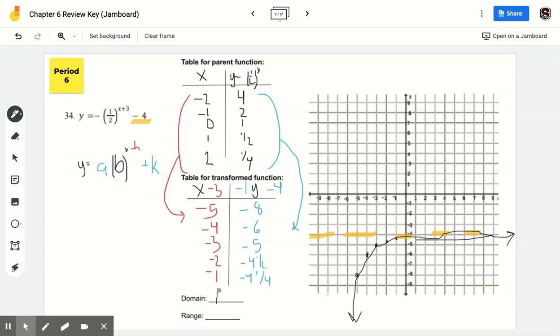Now my domain is nice and easy. That's a free point because it's always all real numbers. And my range is going to be a y question related to my asymptote, which we identified here as -4. And then you have to ask yourself, are all my points above or below? They're below, so I'm going to say less than. And that's my range.